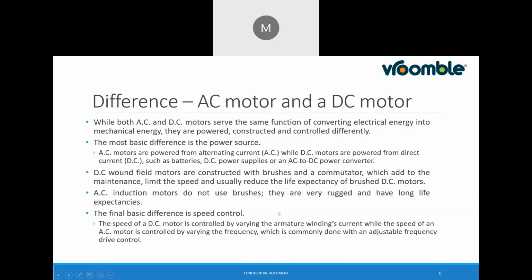Now, the main difference between AC and DC motors. While AC and DC motors are functionally, I would say, the same, ultimately the principle is the same. They convert electric power into mechanical power. The only difference is the power which is being provided to the motor. One needs AC power or AC current, and the other one needs DC current, right? And due to that, there is a difference in their construction also.